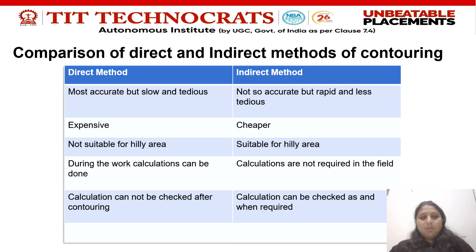Next, calculations cannot be checked after contouring. Yes, this is a disadvantage of the direct method of contouring. As I'm doing my work on the field, at the same time I'm calculating the values and drawing the contour lines. Hence, it cannot be rechecked, because we are finalizing it. Whereas in the case of the indirect method, the calculation can be checked at whatever point of time it is required.